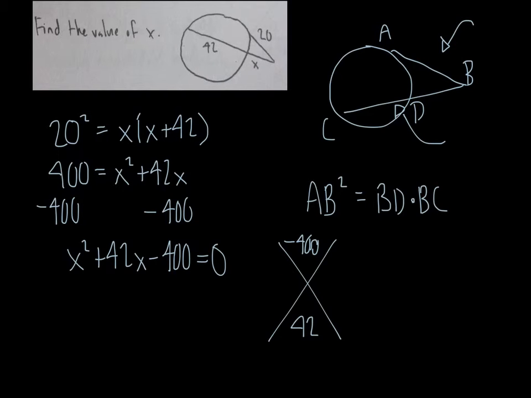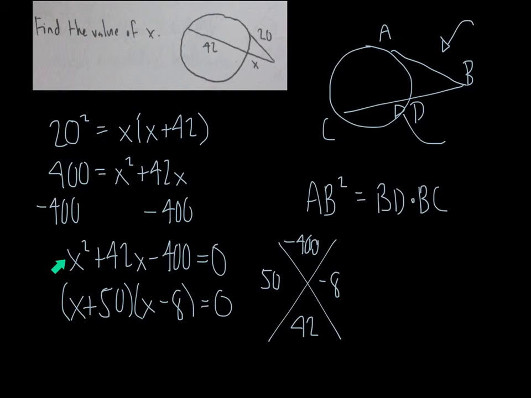So when you try numbers, you eventually come to 50 and negative 8, because 50 times negative 8 makes negative 400, and then 50 plus negative 8 makes 42. So we get the factors x plus 50, because it's a positive 50, times x minus 8 is equal to 0. So these are the same. This trinomial is the same as this.